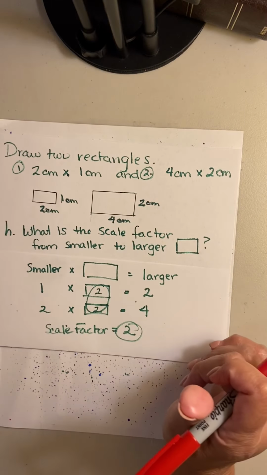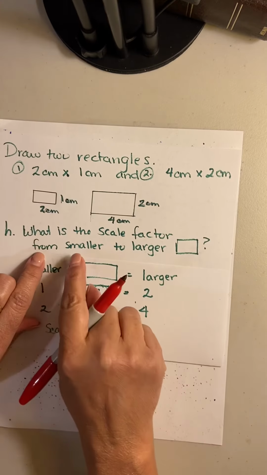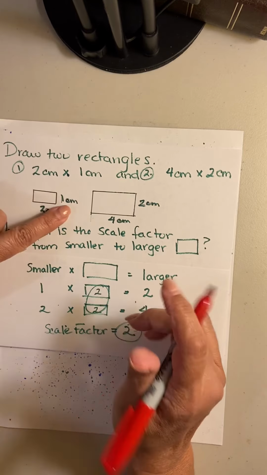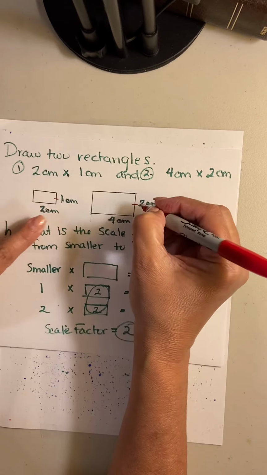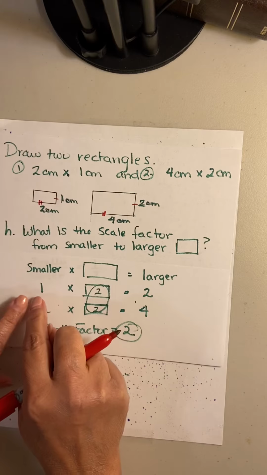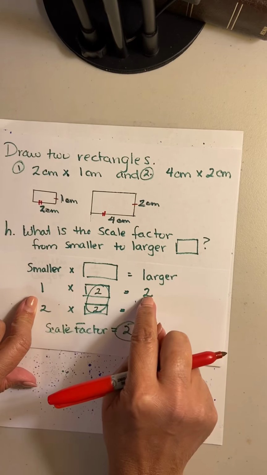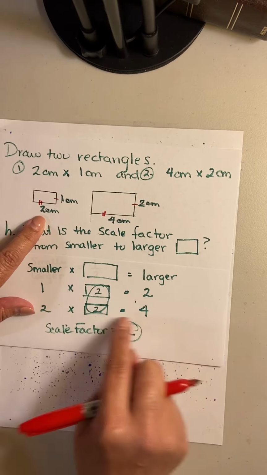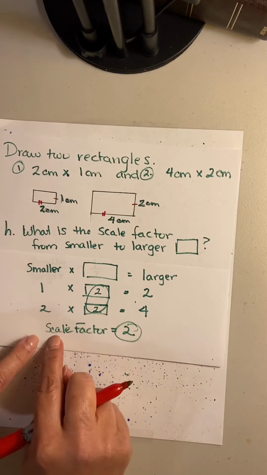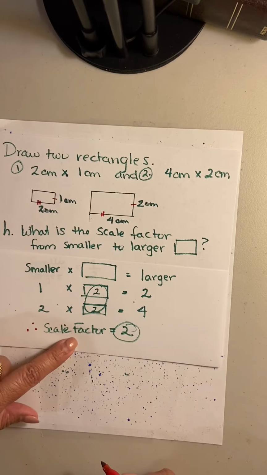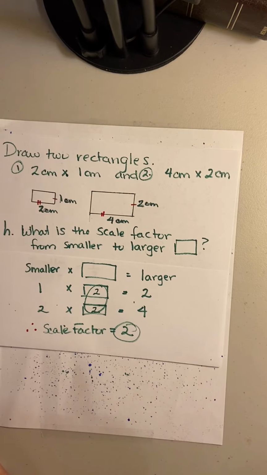So there's the drawing. Then the question says, what is the scale factor from the smaller to the larger? Now, it's not terribly difficult because I take the smaller and I notice that that corresponds with that side and this corresponds with this side. I ask myself, if I take the smaller one, how can I get to the large one? I multiply by 2. My corresponding side is 4, and again, I multiply by 2. So therefore, the scale factor is equal to 2. All right? That's not terribly difficult.